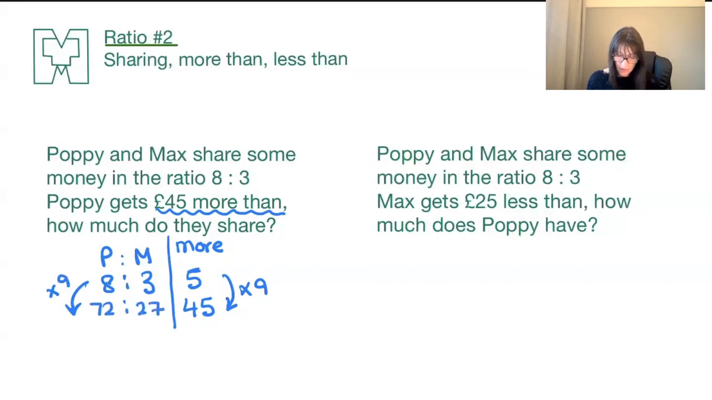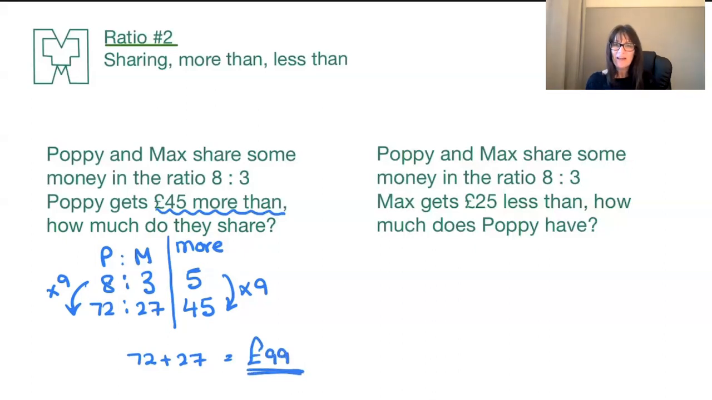So I now know that Poppy gets 72. I know that Max gets 27. Always reread the last part of the question to make sure that you're answering exactly what it is they want. They want how much do they share? So I've not finished yet. How much do they share means all of this together. So they share 72 plus 27, which is £99.